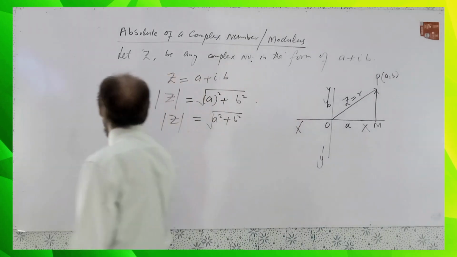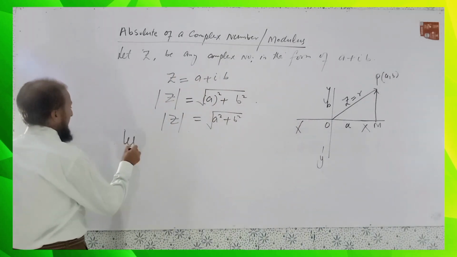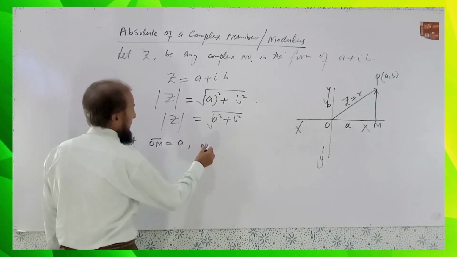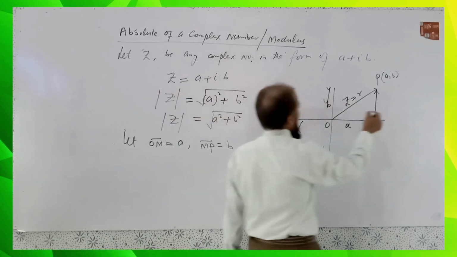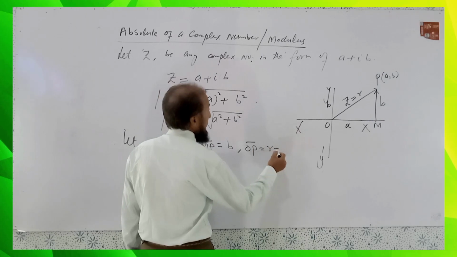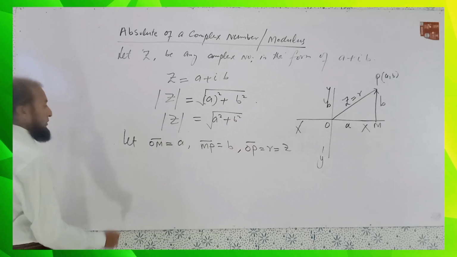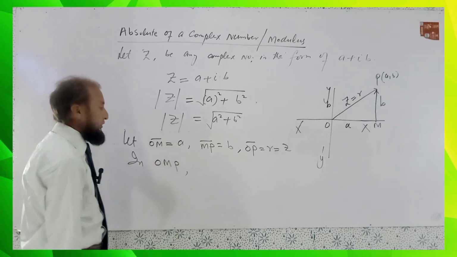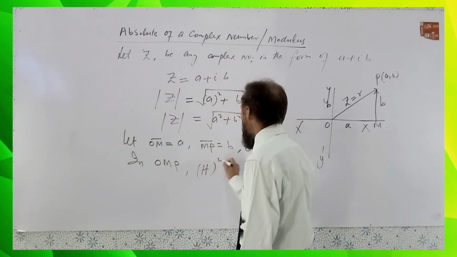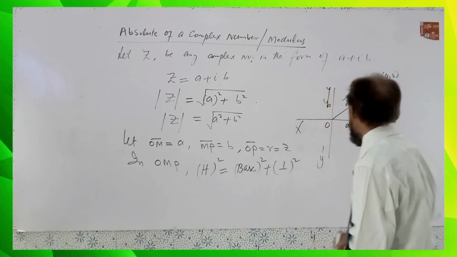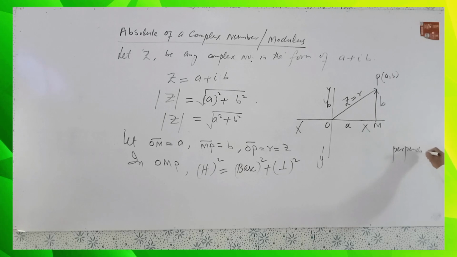So we want to prove the formula of the above absolute value. Let OM be equal to a and MP be equal to b, because this line is parallel, so this line is also b. Similarly, OP is equal to r, equal to the modulus of Z. Now we take triangle OMP. According to the Pythagoras theorem, we can write hypotenuse whole square is equal to base whole square plus perpendicular whole square.